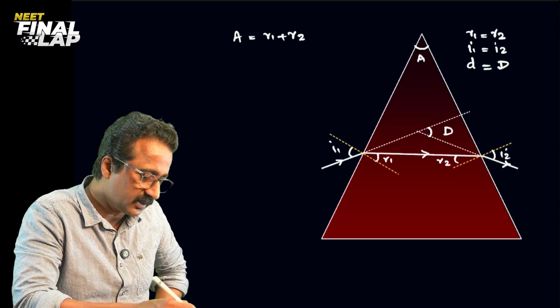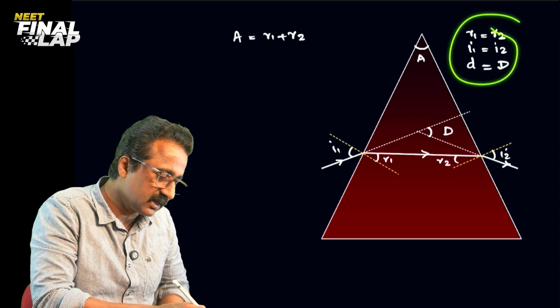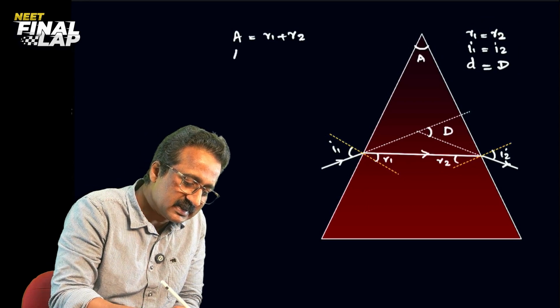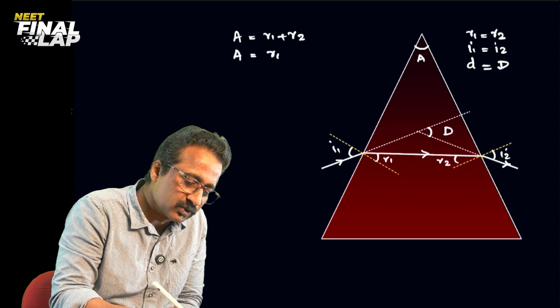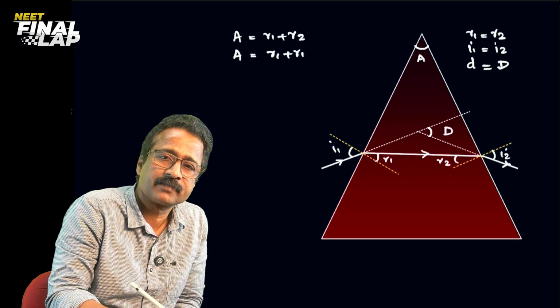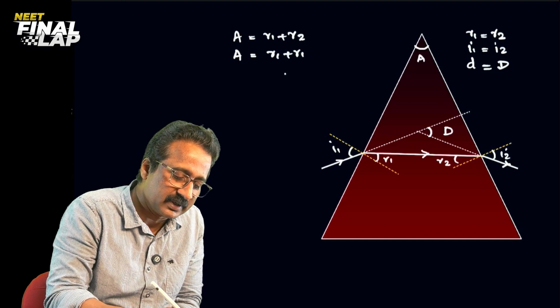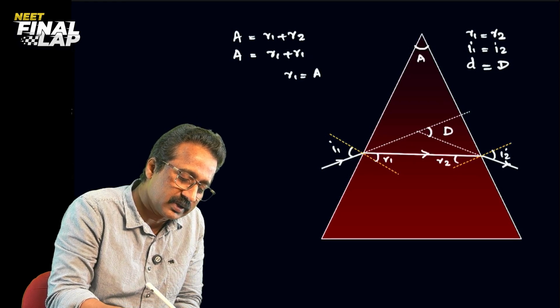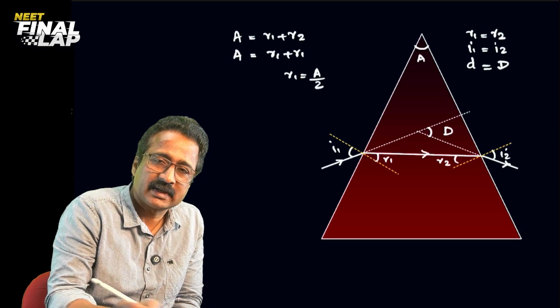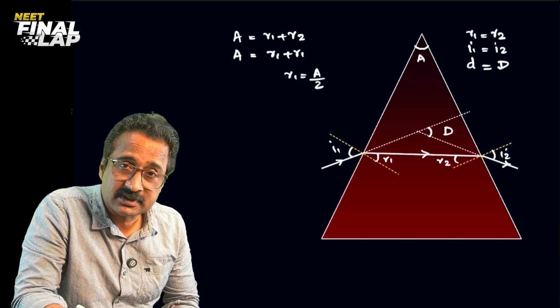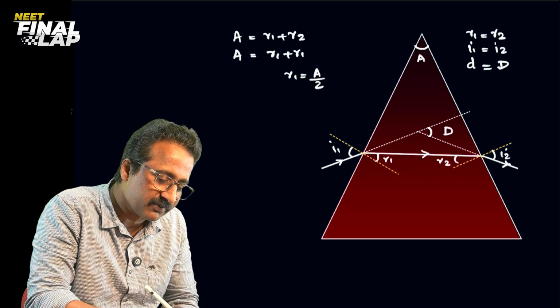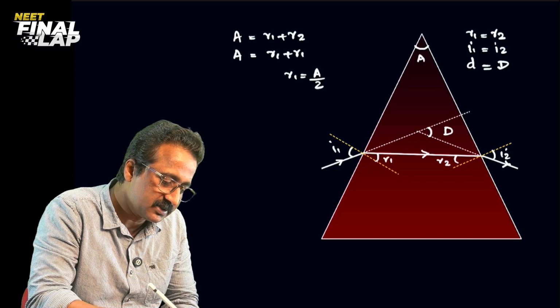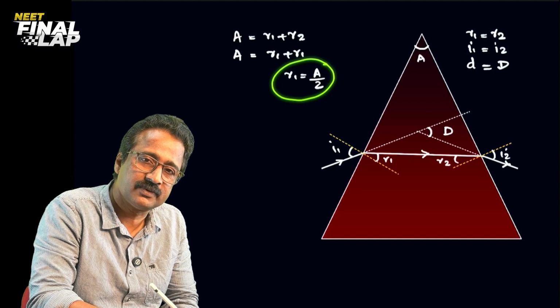Now, substitute these into the equations. This A equal to R1 plus R2 will give you A equal to R1 plus R1, which means 2R1 is equal to A, or R1 is equal to A divided by 2. So at least when light rays are symmetrically passing through a prism, finding the angle of refraction is very, very easy. It is just half the angle of the prism.